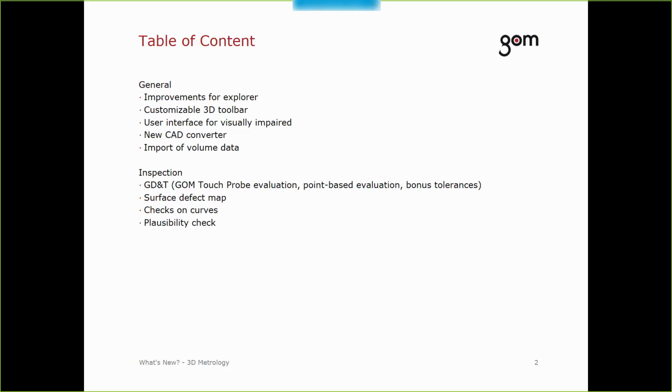So today on the agenda we have some general topics about improvements for the Explorer. We will show you how you can customize your 3D toolbar. We show you some new options for the user interface regarding visually impaired people. We have some news for CAD Converter, and we will show you how you can import CT volume data. In addition, we have some new topics for GD&T, for the surface defect map, and in conjunction checks on curves. And last but not least, we have plausibility checks, which Tobias will show you in the software.